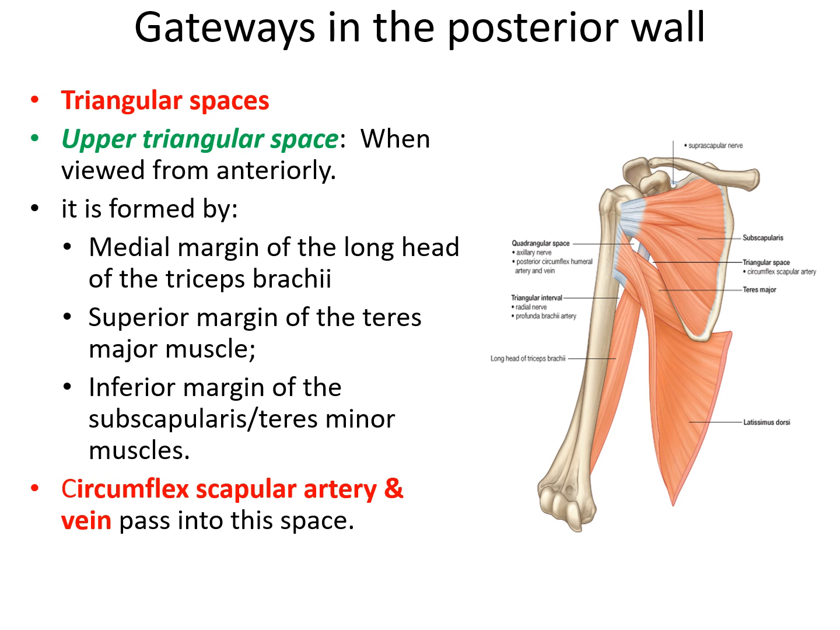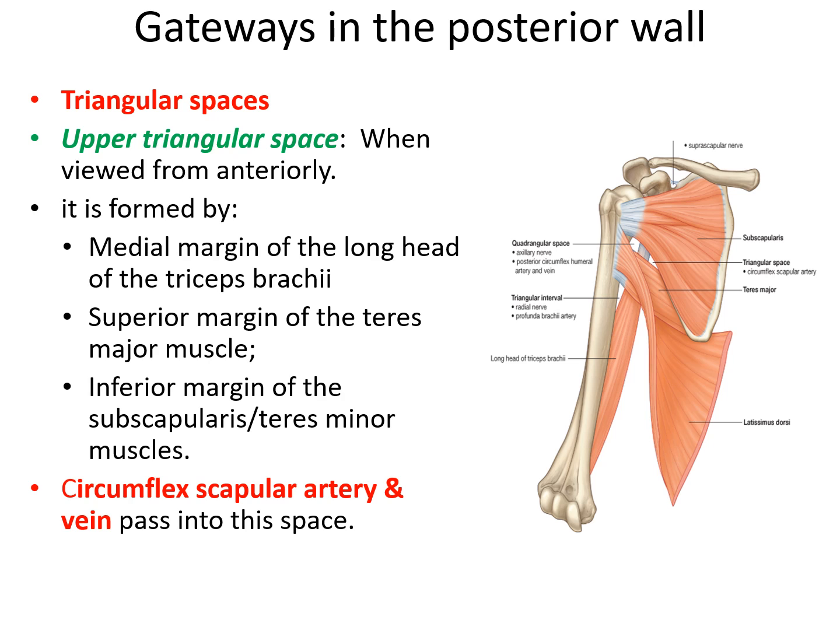Now, when we get to another space, another gateway that we can find in the posterior wall, we have the triangular space. There are actually two of them, but the first one is the upper triangular space. We can see the upper one here. This upper one is responsible for transmitting the circumflex scapular artery and vein, which pass into this space.